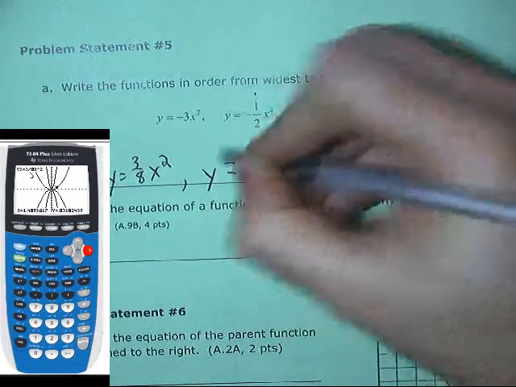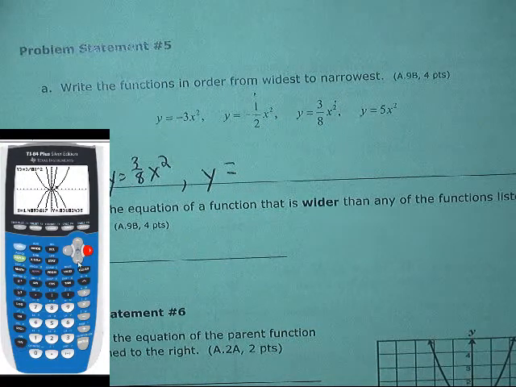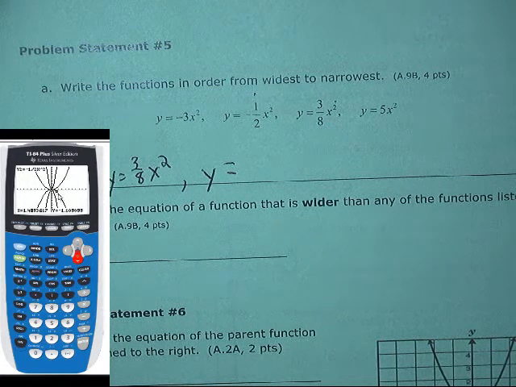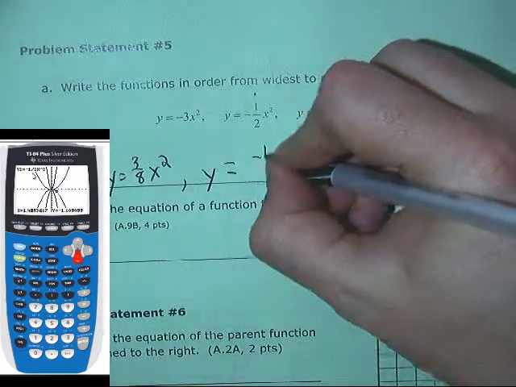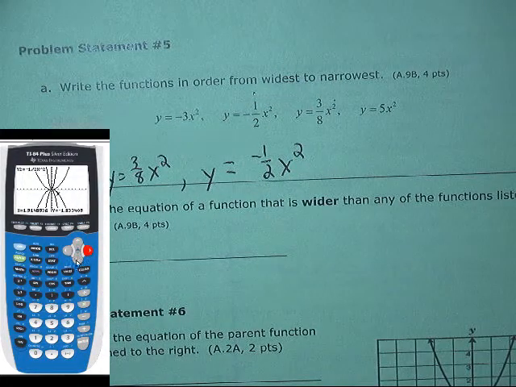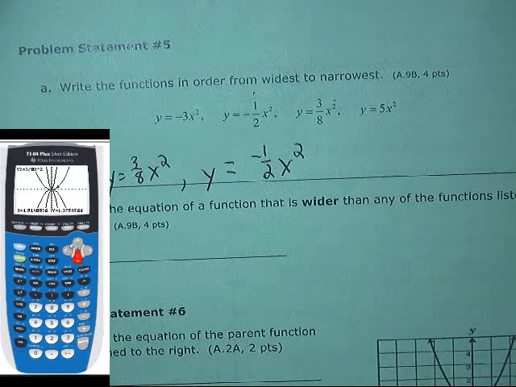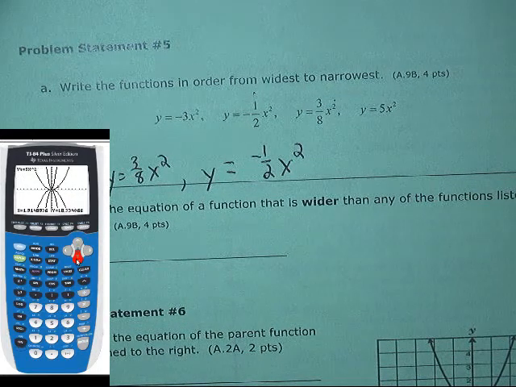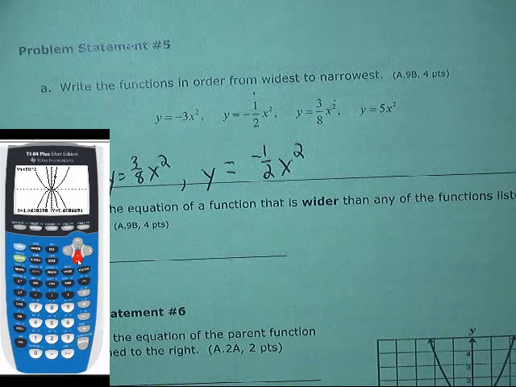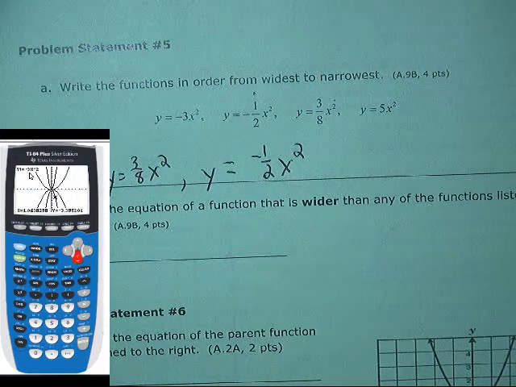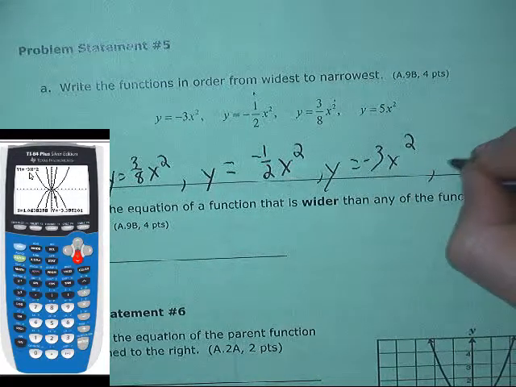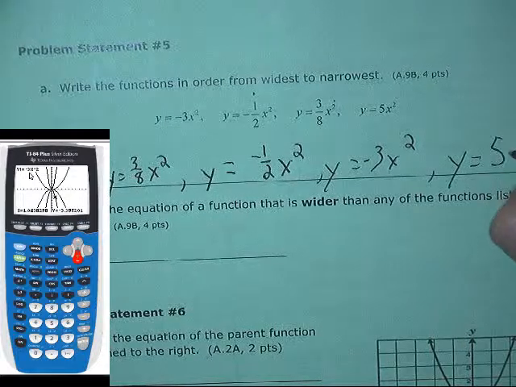Now my next one is this one going down. So let's see. Oh, here we go. That's the negative 1/2 x squared. My next widest one is the one going down that direction. Oh, it's not that one. It's this one, negative 3x squared. Y equals negative 3x squared. And then my last, the only one left, y equals 5x squared.